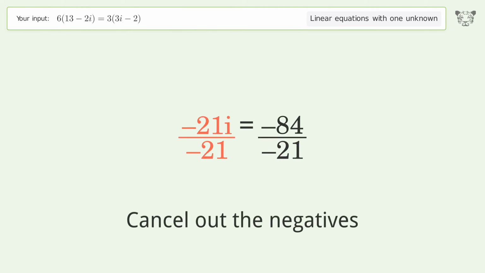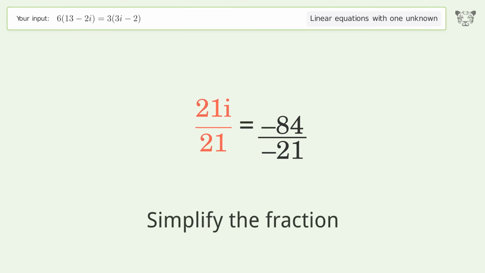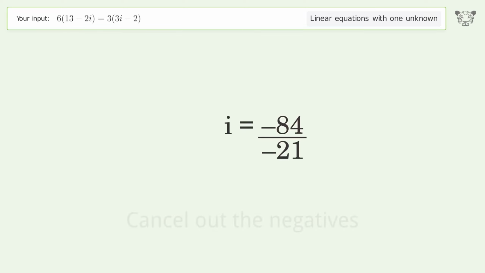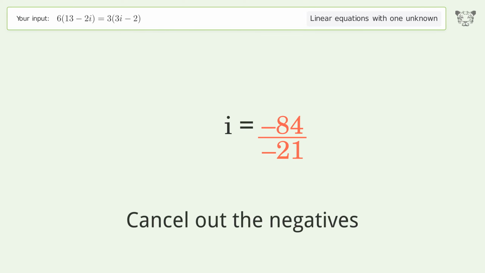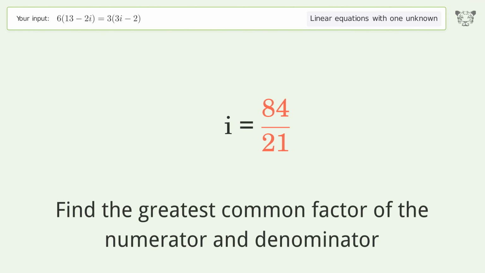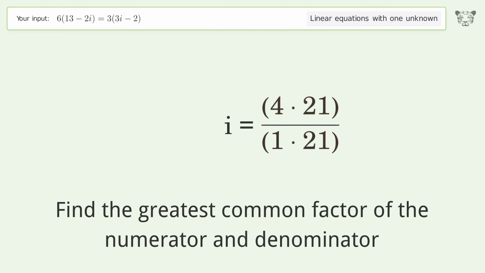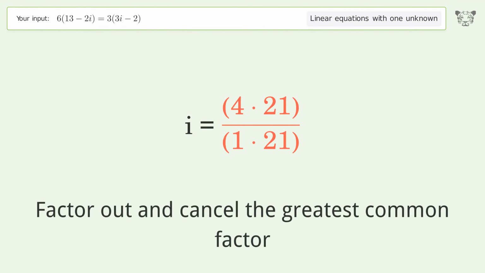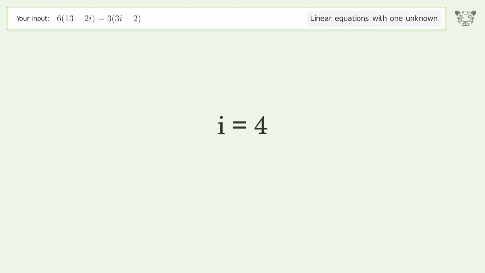Cancel out the negatives. Simplify the fraction. Cancel out the negatives. Find the greatest common factor of the numerator and denominator. Factor out and cancel the greatest common factor. And so the final result is I equals 4.